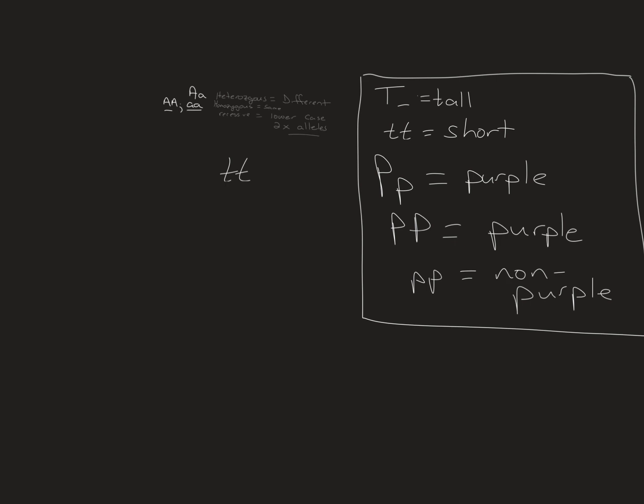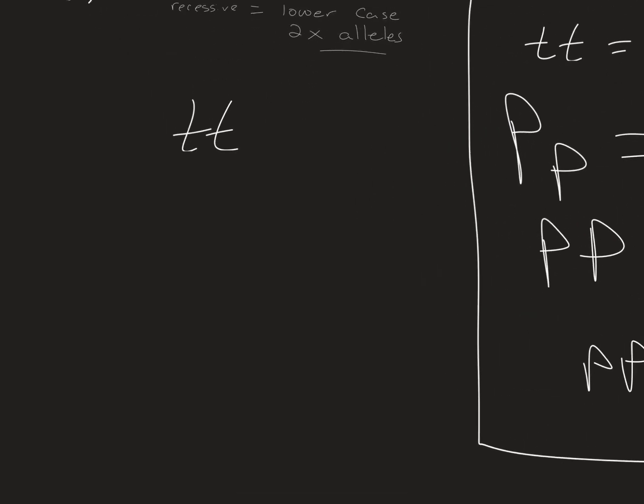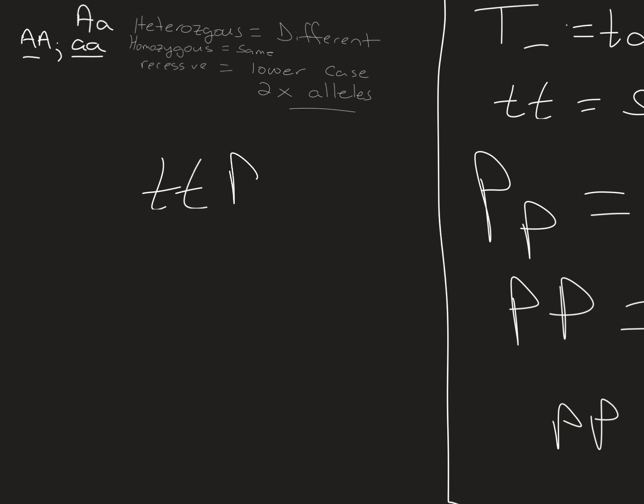So you made the key for your traits. Now we know that it's homozygous recessive short, and heterozygous purple. That means that the purple looks like this. So that's one parent. Now I know what one parent's genes look like.